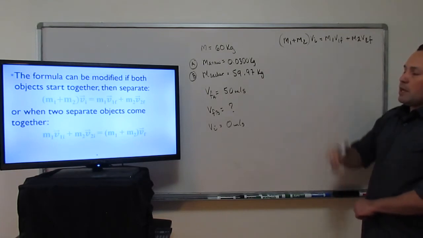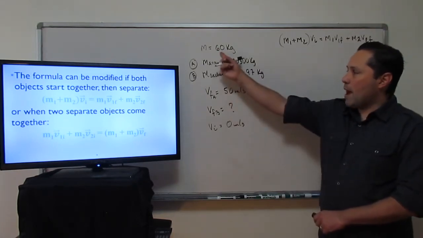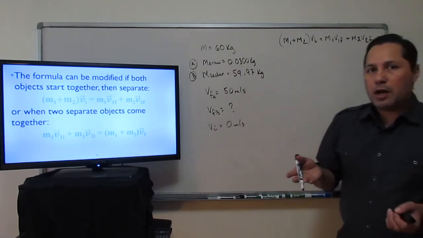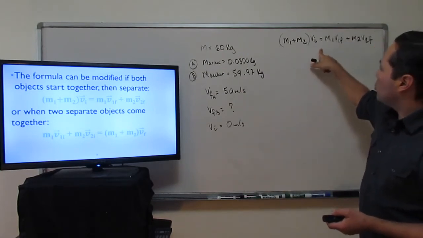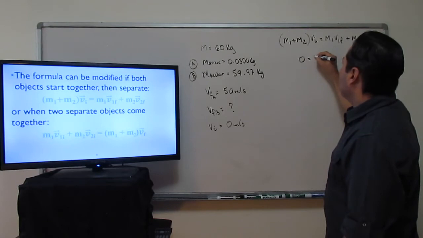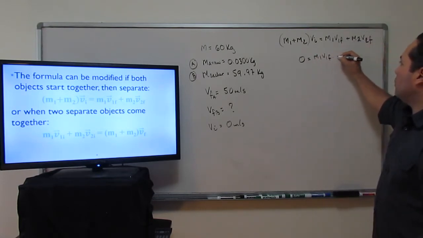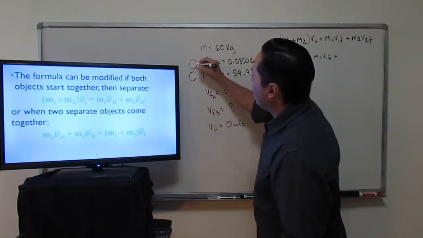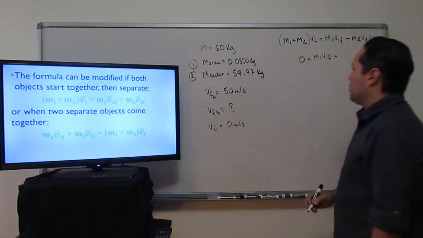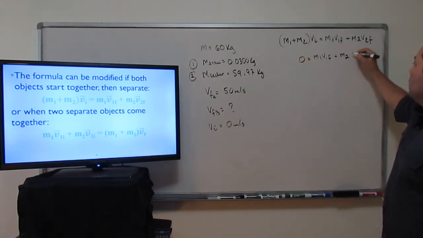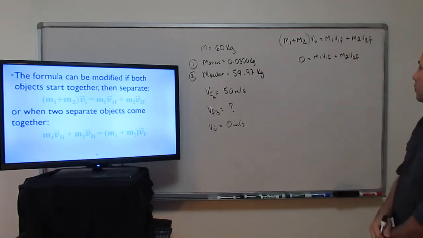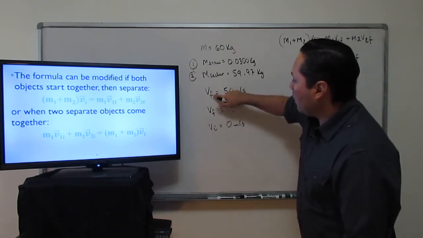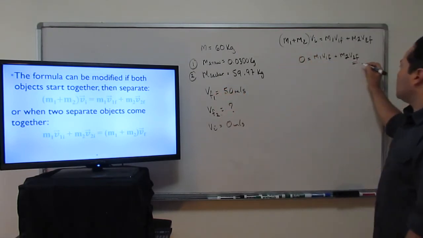Now, M1 plus M2, that is the total mass, right? It is 60, the archer plus the arrow. Initial velocity, the archer was stationary, so it's 0. So really this whole left side is going to be 0, equals mass times velocity final of object 1. I'm going to change these to object 1. The arrow is object 1, the archer is going to be object 2, and M2 times V2 final. So what are we looking for? We're looking for the velocity final of our archer.